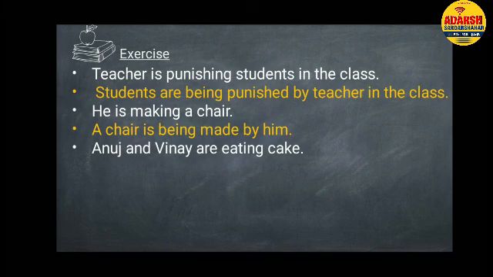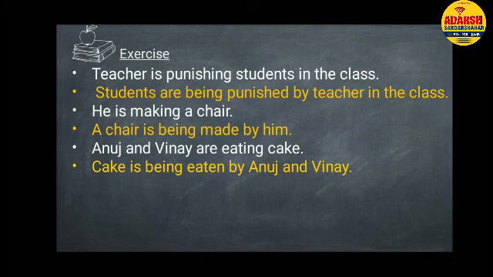Here if you notice, Anuj and Vinay is a subject, but our subject is plural here because we are talking about two persons, which are Anuj and Vinay. So it is plural, and our verb is eating because Anuj and Vinay, which are subject, are performing the activity of eating, and they are performing the activity of eating on cake. So cake is our object. So let's convert the sentence.